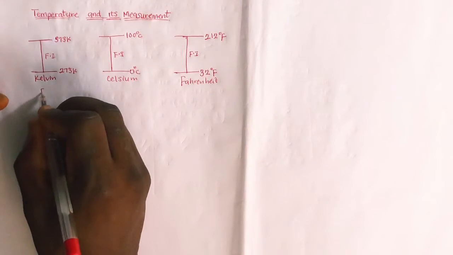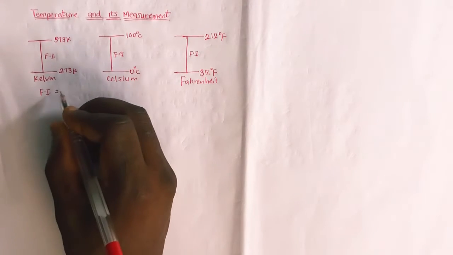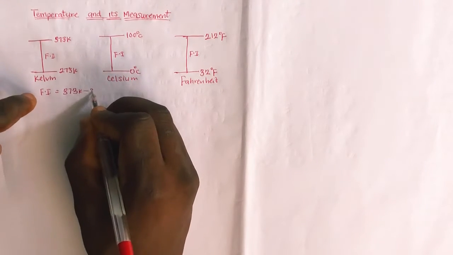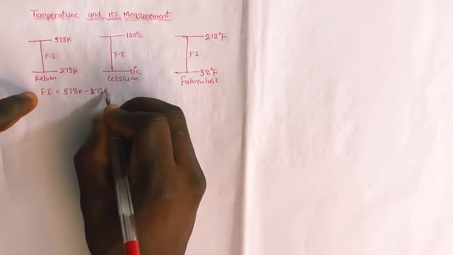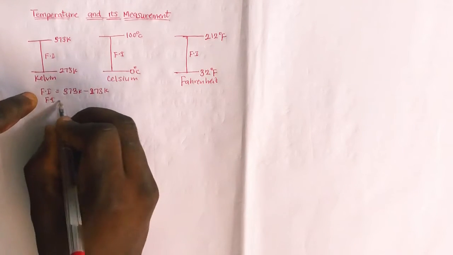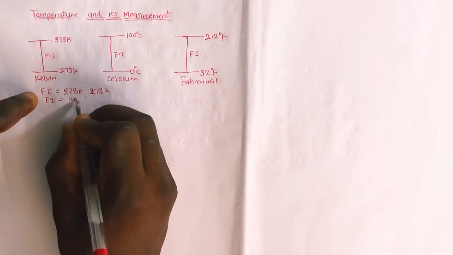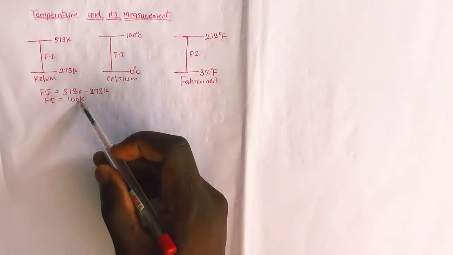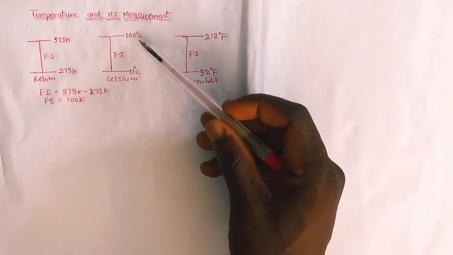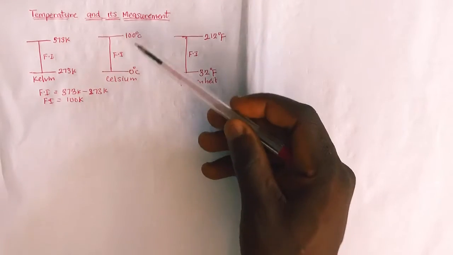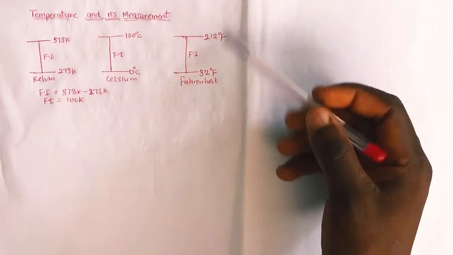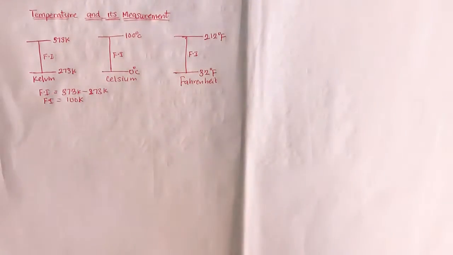Now Fi for Kelvin will be the upper fixed point, which is 373 Kelvin, minus 273 Kelvin. This minus this will give us 100 Kelvin, as an example. So the fundamental interval of Kelvin is 100. The fundamental interval for degree Celsius will be 100 degrees minus 0 degrees, which is 100 degrees. You subtract them from each other, and you get your fundamental interval.